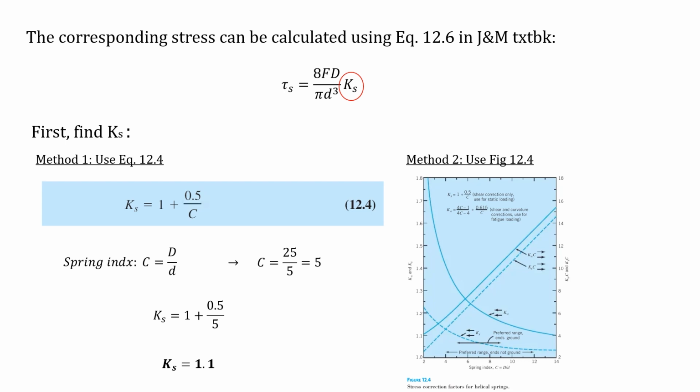The second method is to complete this graphically, so we can use figure 12.4. In this case, you can see on the x-axis we have the spring index, which is the large diameter over the small diameter again, which we just calculated to be 5. And then we have the Ks curve at the bottom here. So that's the curve that we're going to be relating this value to. So we can mark 5 on our x-axis and follow that up to our Ks curve. And then we can follow that over like we've done multiple times before, and we find that that Ks value is 1.1 as well.